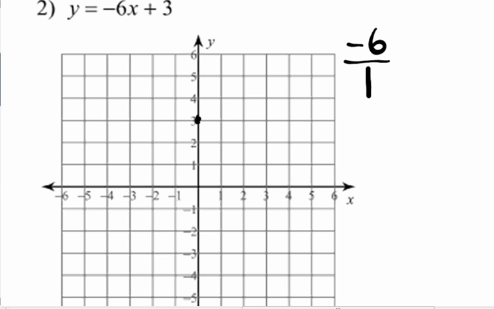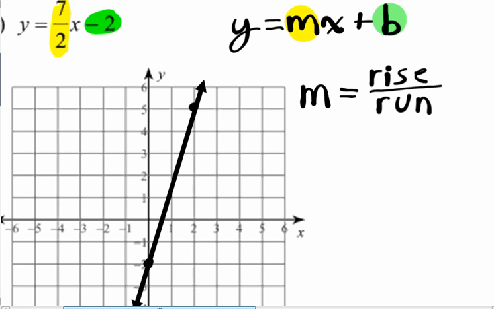So instead of rising and then running, we're going to go down 6 and then run 1. So from our y-intercept of 3, we're going to go down 6 and run 1. There's our second point. Now all we have to do is put a line through there, and that's our function. Notice that there's arrows on the ends of these lines because these functions go on forever. They are not line segments, they are lines. Okay? One more, and then I will give you time to work.